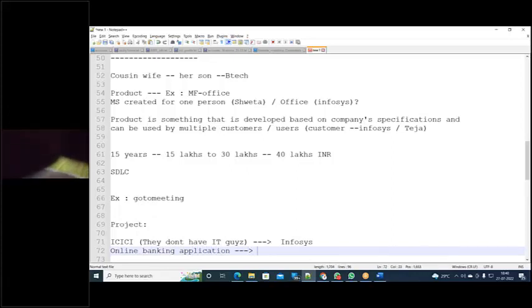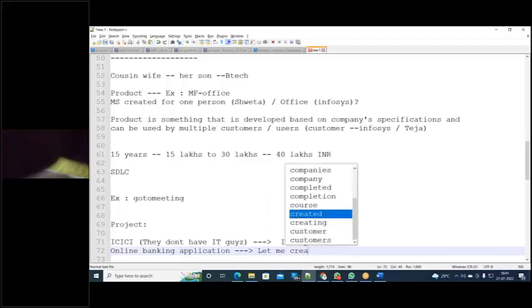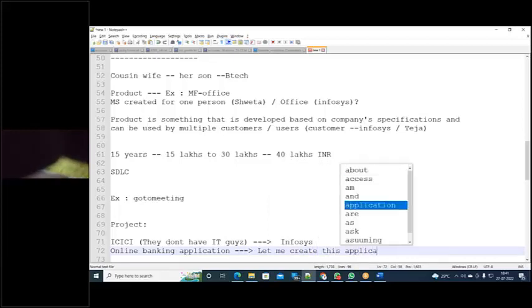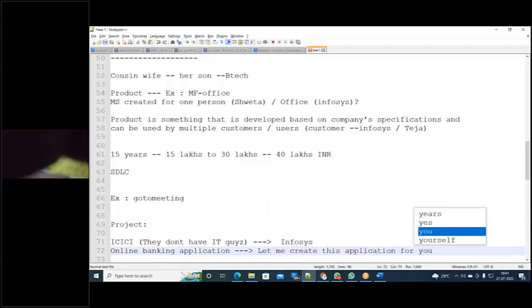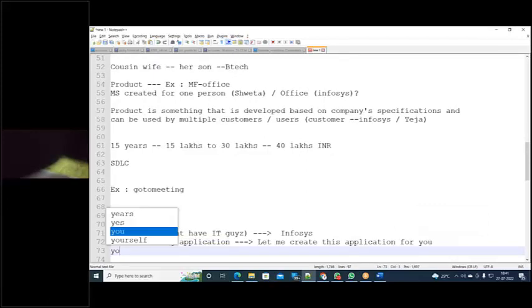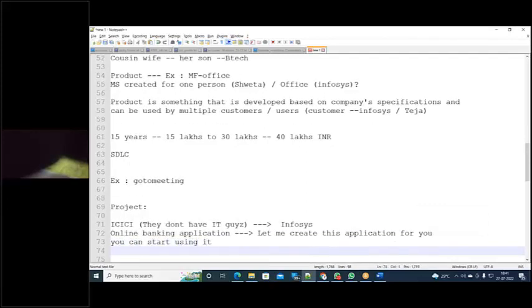What the Infosys guys will say is, let me create this application for you, and then you can start using it. This is what a project is.